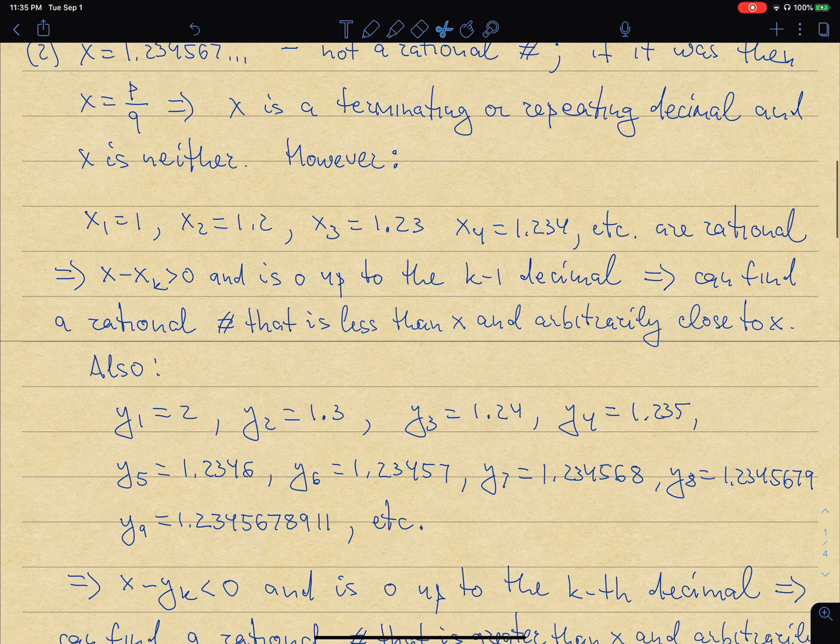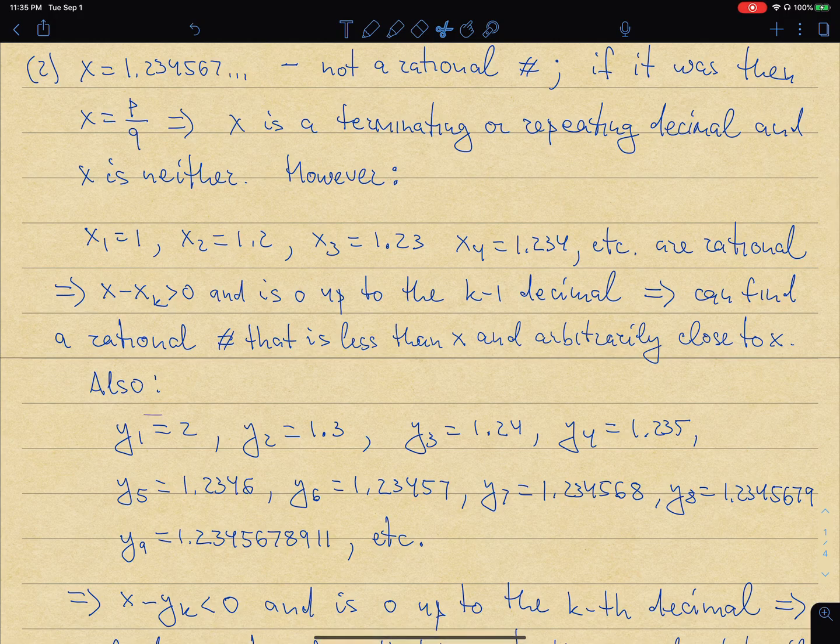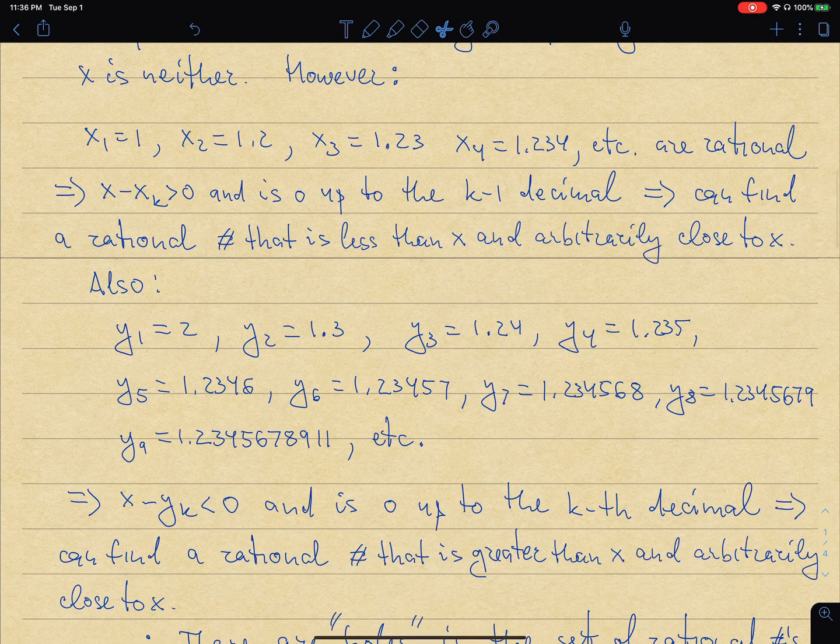But also, if I look above x, certainly y1 equal to 2 is going to be bigger than 1.23 something. y2 equal to 1.3 is definitely bigger than x because the first decimal digit here is 2, and in y2 the first and only decimal digit is 3, and 3 is bigger. So y2 is larger than x. Then I'll construct y3 in a similar way. I'll take the first two digits to be the same. The third digit is supposed to be 3, but I'm going to make it 4. So y3 is bigger than x. And I can continue in this way.